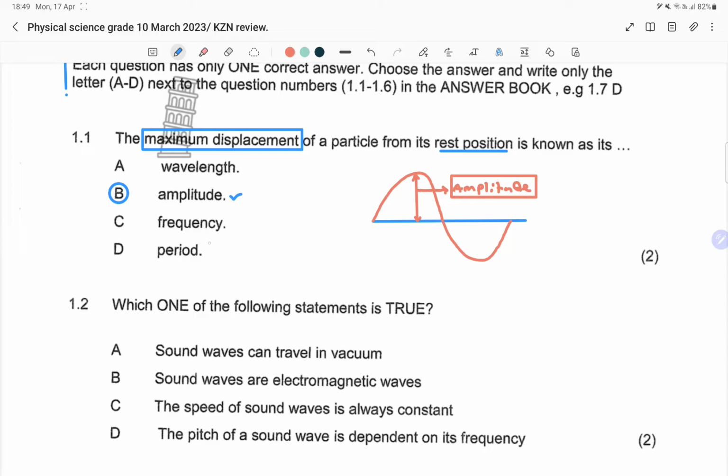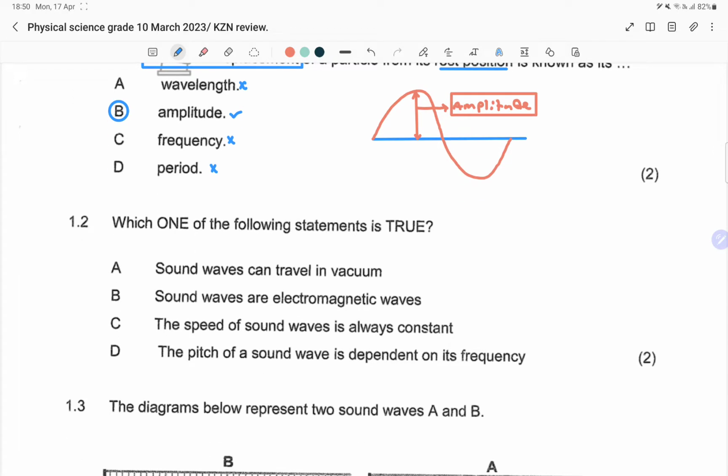And then the frequency basically is the number of waves passing a given point in 1 second, right? So it's not necessarily just the time it takes for a particular wave, but it's a number of waves that pass a given point in 1 second. Then the period is the time that it takes to complete a full wave, all right? So that is why those are not the answers. Please know these definitions, they are important.